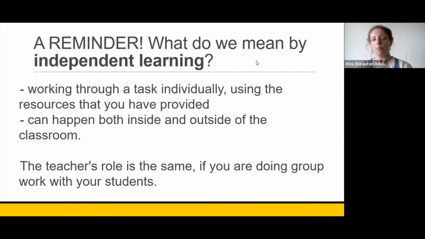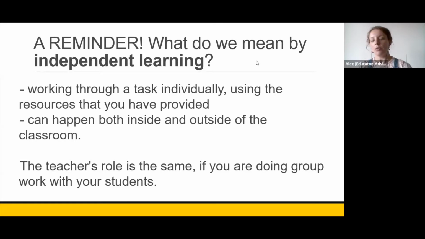So what do we mean by independent learning? There are lots of different discussions about this, but independent learning is working through a task individually using the resources that you have provided. So you are asking students to individually complete a task. You are not leading from the front. What you are hoping for them to achieve is to complete a task successfully by themselves.